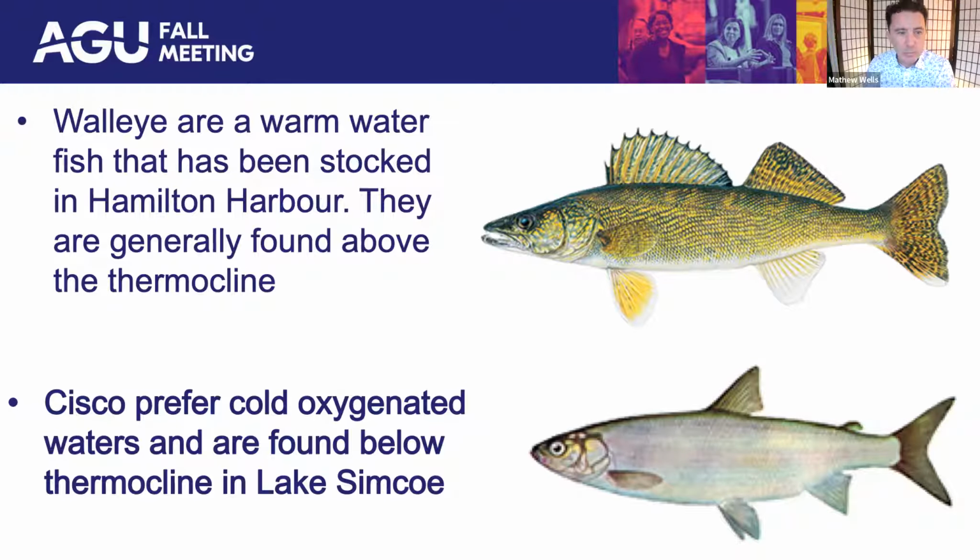So Hamilton Harbour has been extensively stocked with walleye to replace the fisheries that were depleted by the industry over the last 100 years. Generally find them above the thermocline in lakes. Cisco, on the other hand, they want very cold oxygenated waters, and you generally find them below the thermocline in Lake Simcoe. So a big question for both these fish is what happens when the thermocline's moving up and down?